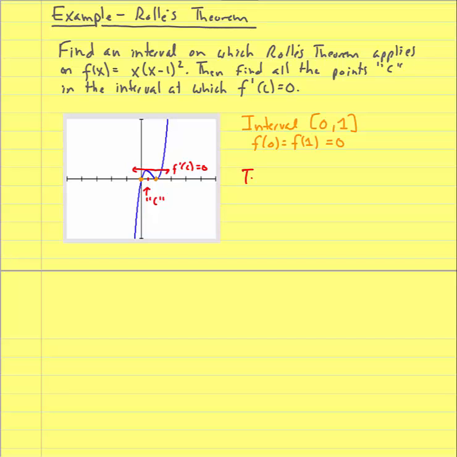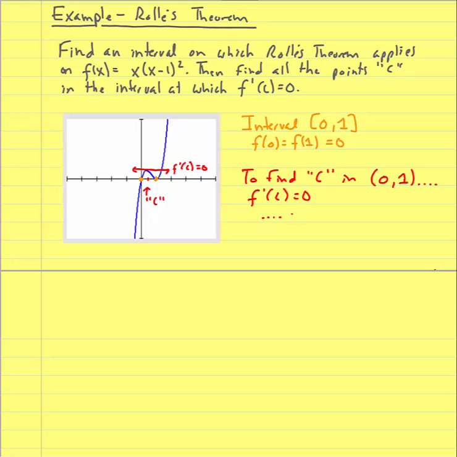So to find c in the interval a, b, where I guess we know our points now, so we'll put that in as 0, 1. We need to figure out where f prime of c equals 0. Well, this is a review then. This is basically finding a critical number by taking a derivative and figuring out where that derivative equals 0.